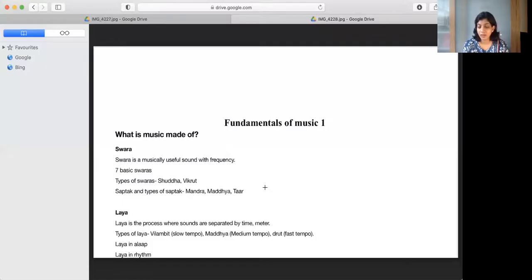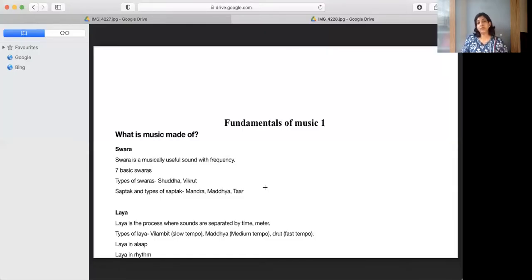Similar thing is with music also. This laya which is there in the world is very, very useful for music. It is an integral part of music. So these are the fundamentals. Swara and laya are the fundamentals of music, on which music stands, on which music is built.